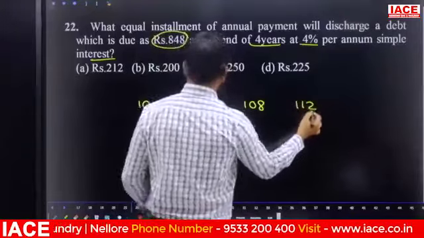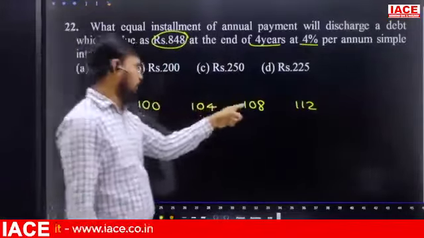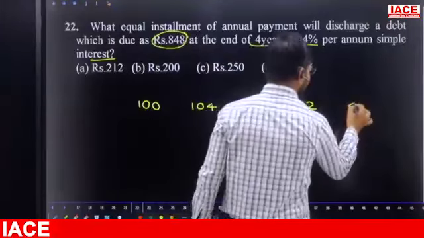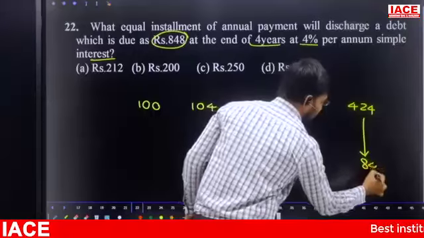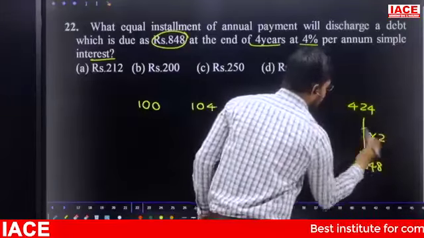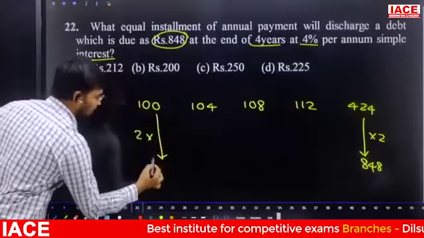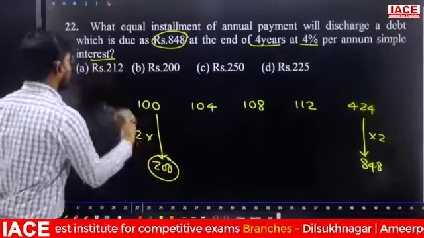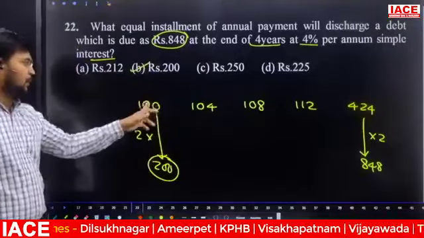112. So according to 100: 100, 104, 108, 112. Adding the increases, 4, 8, 12, 24, and 424. According to 100, 424 total. But according to our problem, 848. So how many times does it go? 2 times. Therefore 2 times of 100, 200. Simple interest installment cases, amma. So I already explained. So your answer is what? Option B is the right answer.